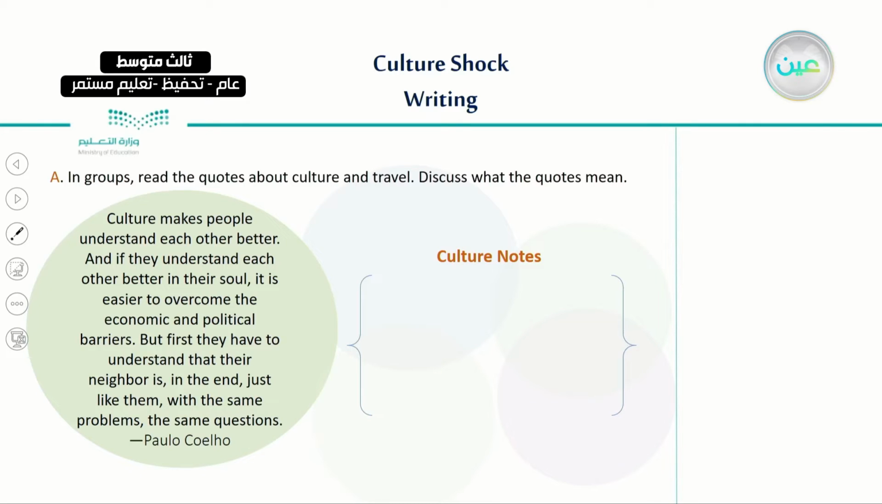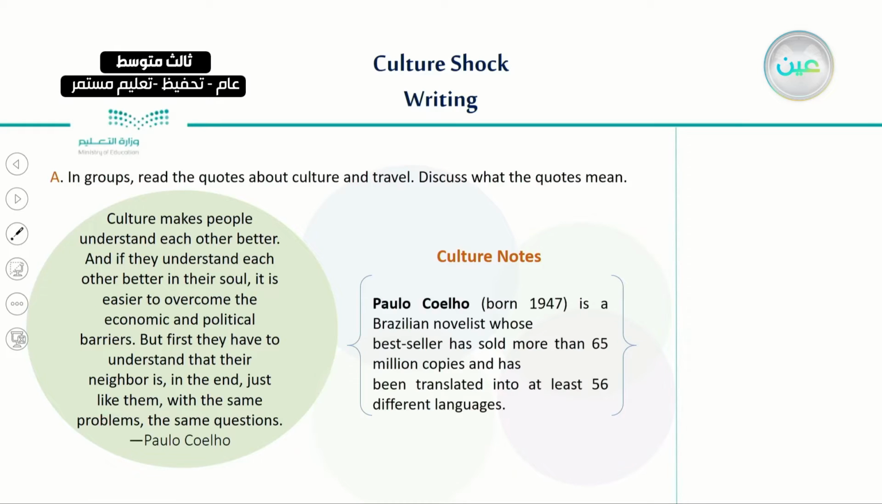Now let's move on to another note from Paulo Coelho. So he says that culture makes people understand each other better. And if they understand each other better in their soul, it is easier to overcome the economic and political barriers. But first, they have to understand that their neighbor is, in the end, just like them, with the same problems and the same questions. So let's read more about Paulo.